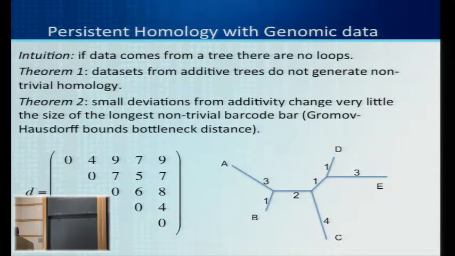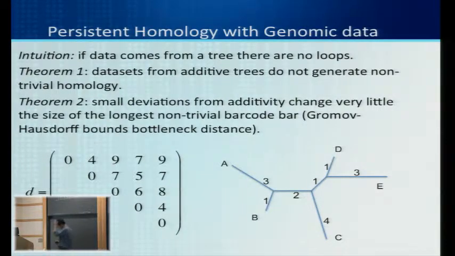Okay, so the distance between A and B is 4, 3 plus 1. The distance between A and C is 3 plus 2 plus 4. Okay, so you go to 9, and you have an additive tree. So you have an additive structure, a distance that is coming through something like that, something that is coming through a clonal process. If there is something like that, then the whole homology that happens is in 0 dimensions. There are no loops in higher dimensions.